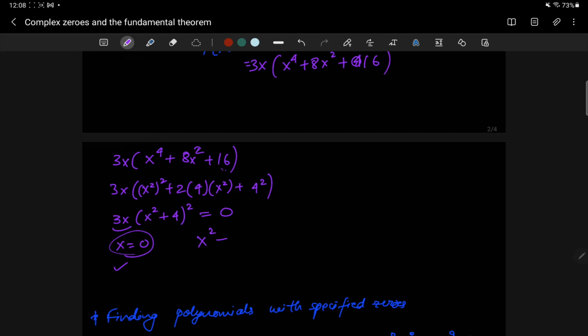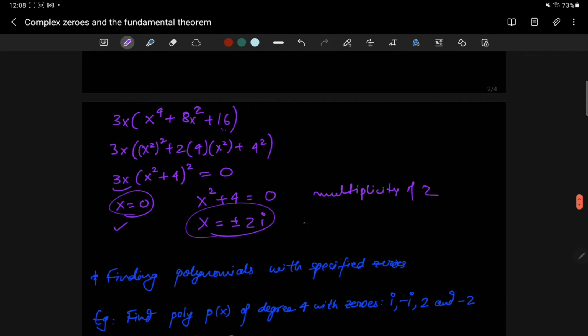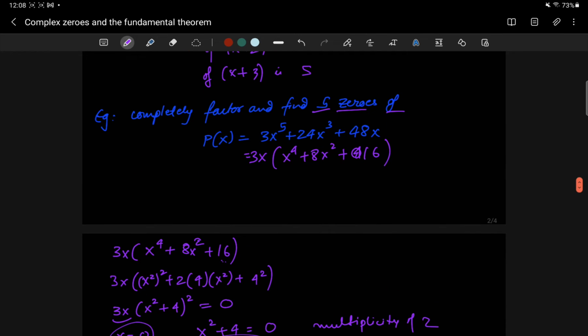And the next one is x squared plus 4 equals 0. But this has a multiplicity of 2. And this, when you solve, is going to give you plus minus 2i. Okay, so the zeros are 0, 2i, negative 2i. And the multiplicities are 1, 2, and 2, so that when you add them, 1 plus 2 plus 2 gives you 5, which is exactly the degree of this polynomial.